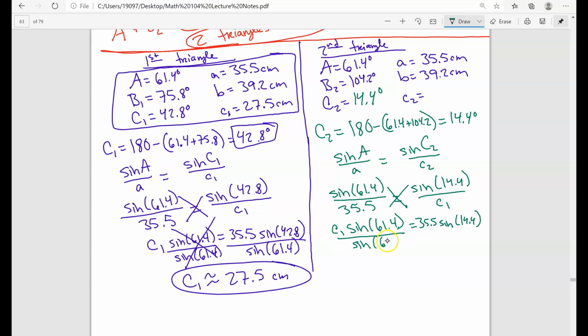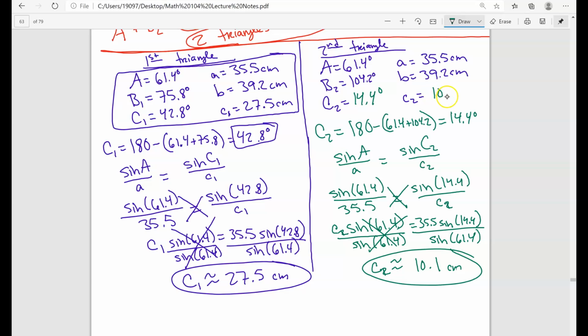So let's divide by the sine. Okay, so let's get rid of that. So c2 should equal 35.5 sine of 14.4 divided by sine of 61.4. And I ended up getting about 10.1. Okay, so here is my second triangle.